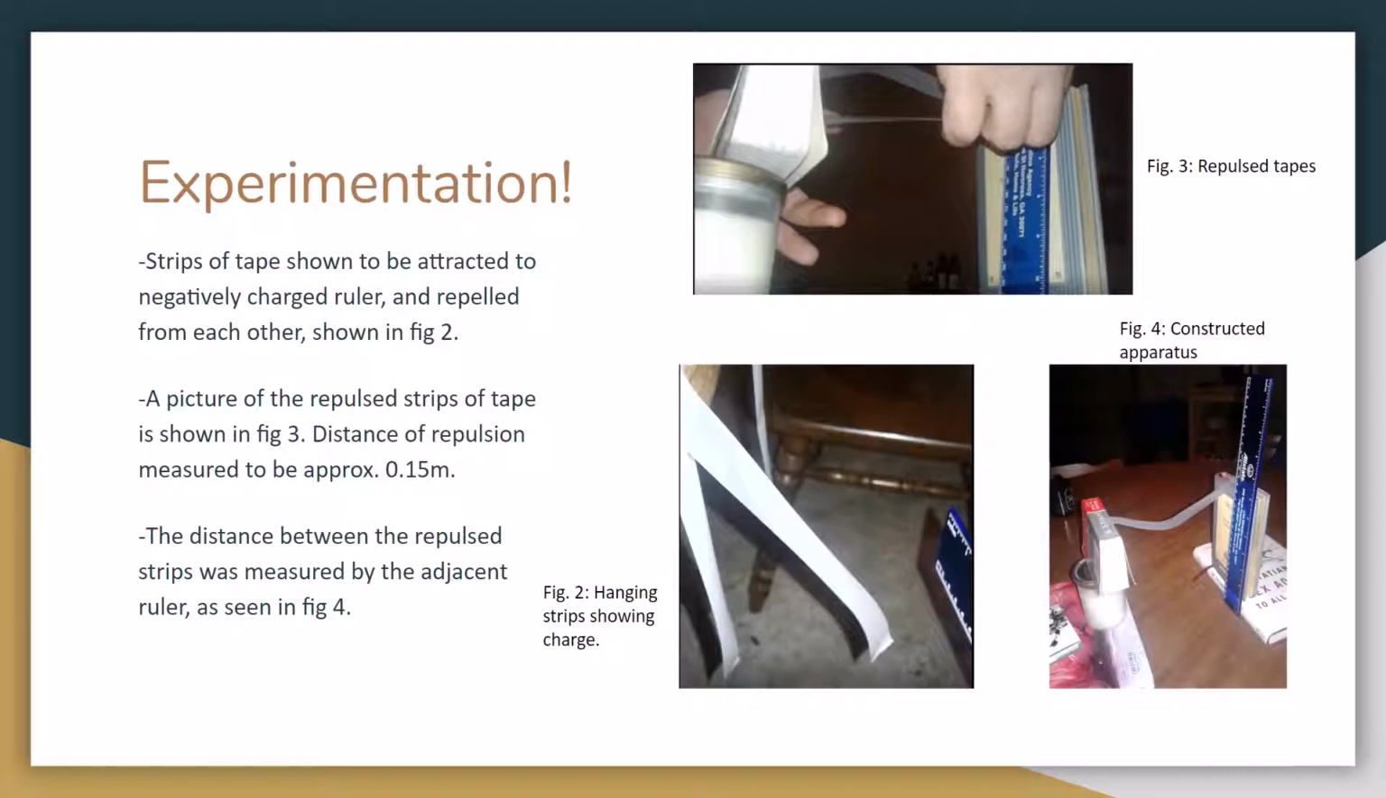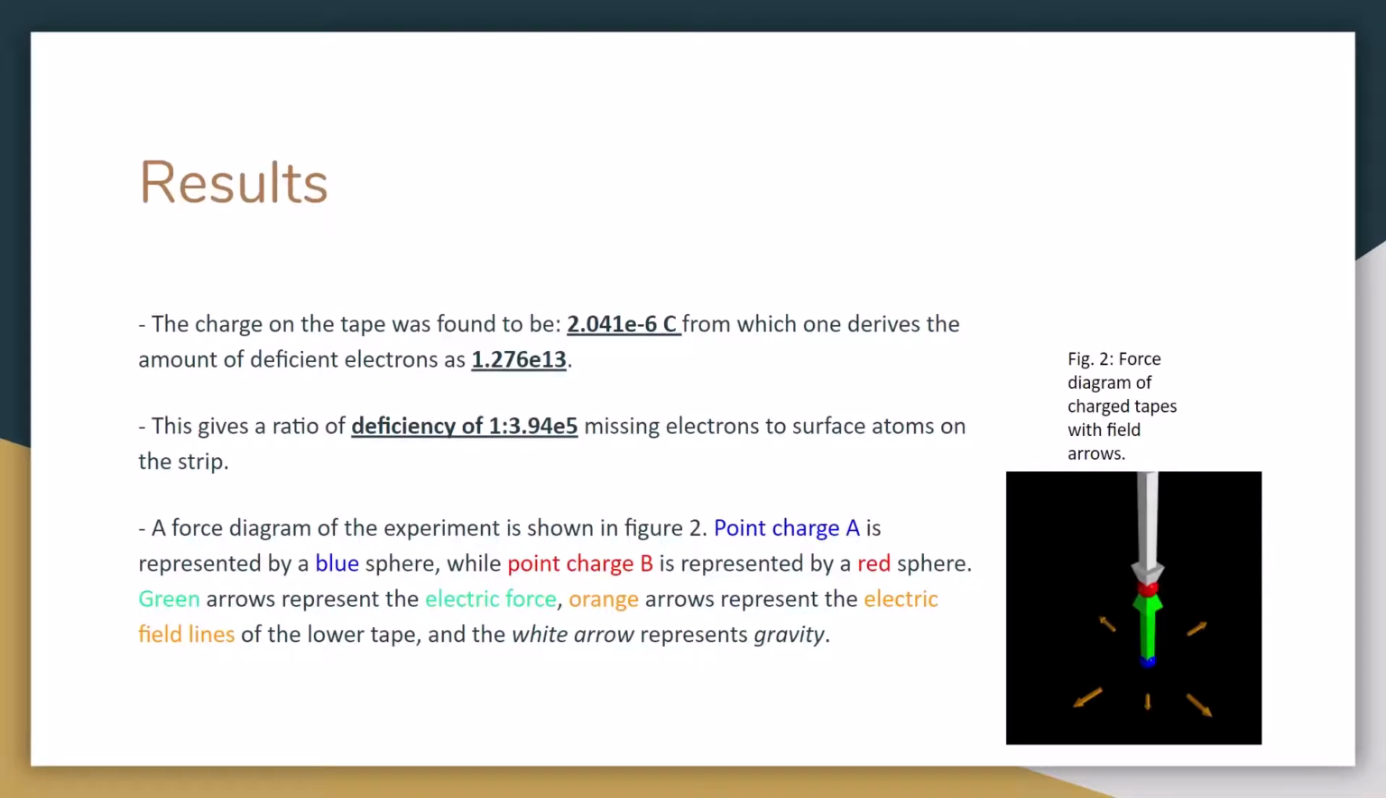So here are some pictures of the experiment. Figure 2 shows a charged rod, in this case a ruler. It is attracting a charged piece of tape that is in this case positively charged, while also repelling another piece of charged tape right next to it. Figure 3 has a picture of the tape actually being repelled, and Figure 4 shows the constructed apparatus using some books and stuff like that we had around the house. Additionally, the distance was measured by observing the ruler next to the apparatus.